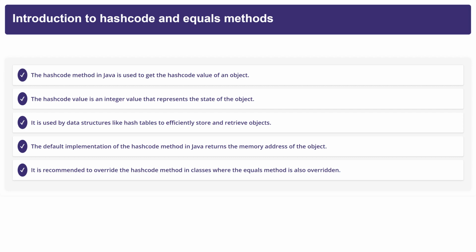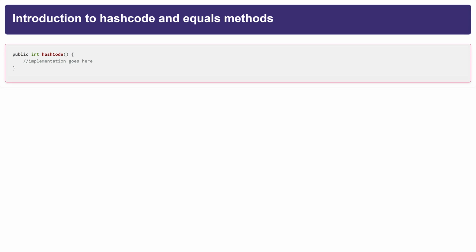It is recommended to override the HashCode method in classes where the equals method is also overridden. The HashCode method is a public method that returns an integer value. It should be implemented in the class to override the default implementation provided by the Object class. The logic for generating the HashCode value should be implemented inside the method.